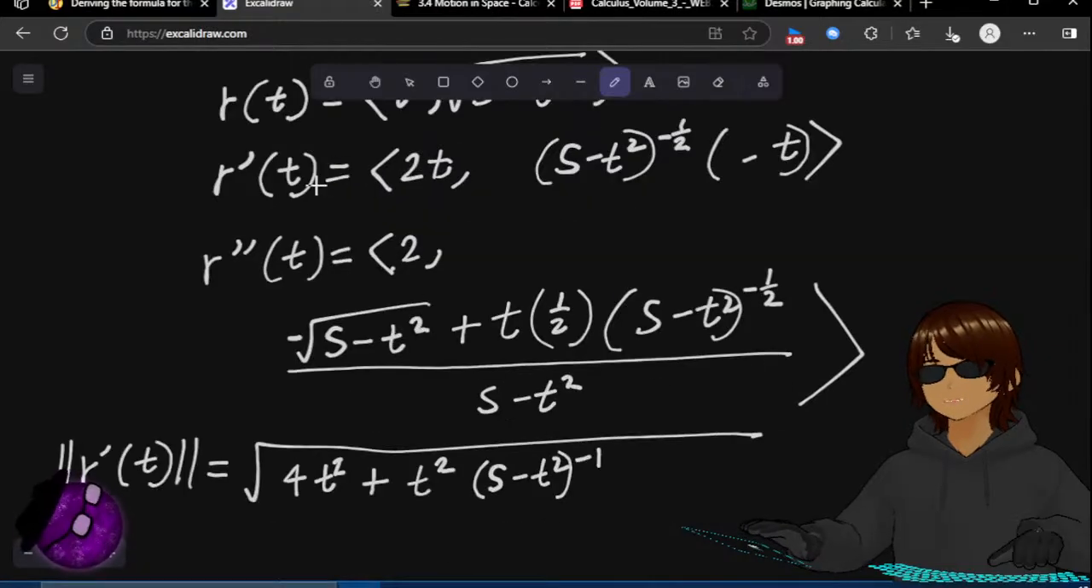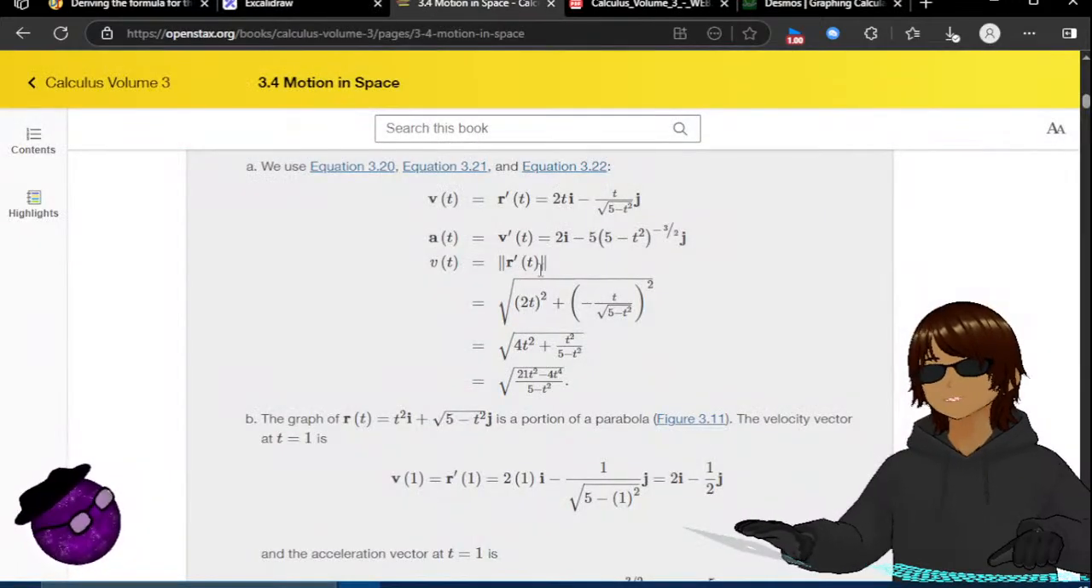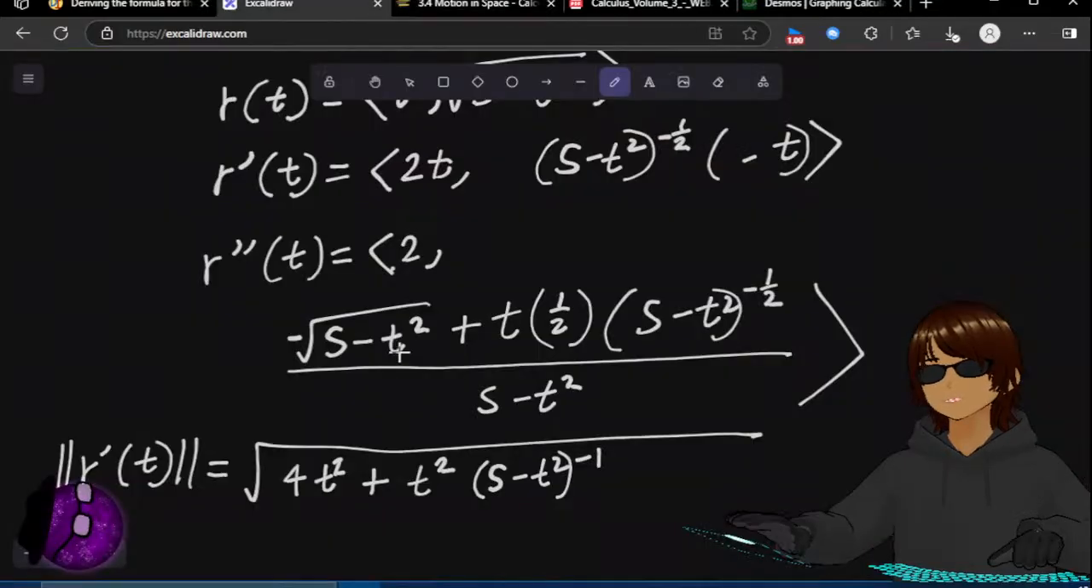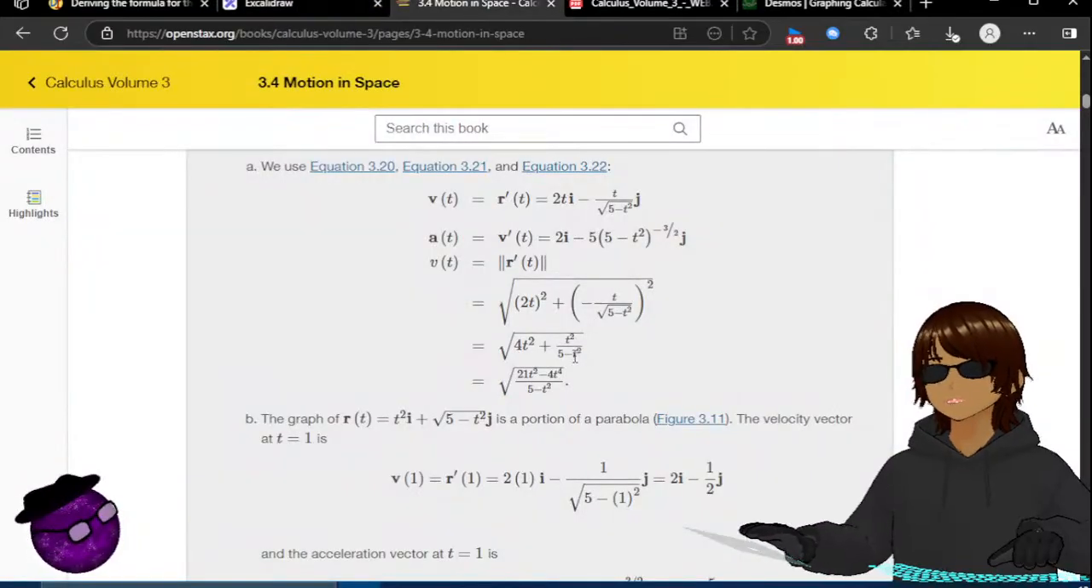So, okay, for this one, 2t becomes 4t square, and this becomes t square over 5 minus 2t. Right.